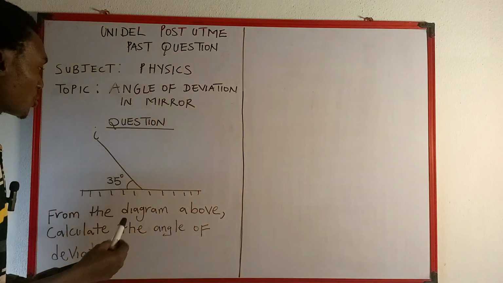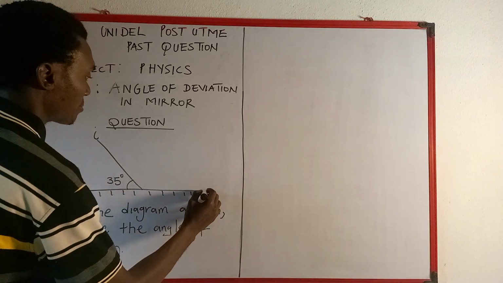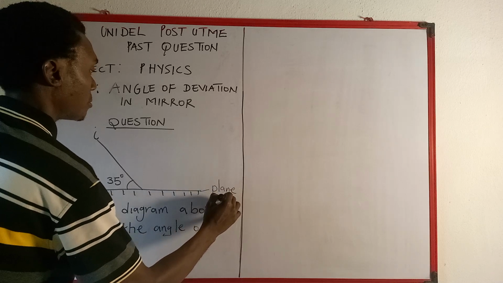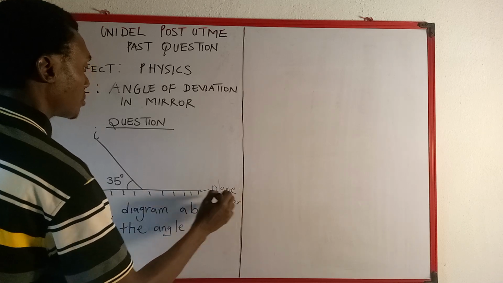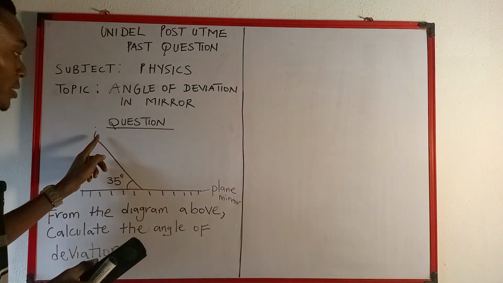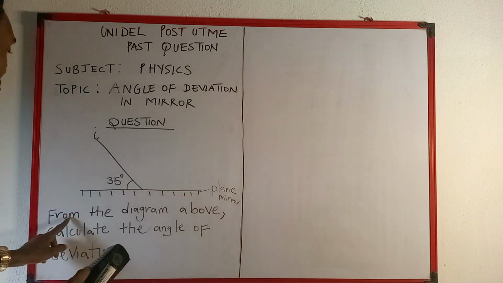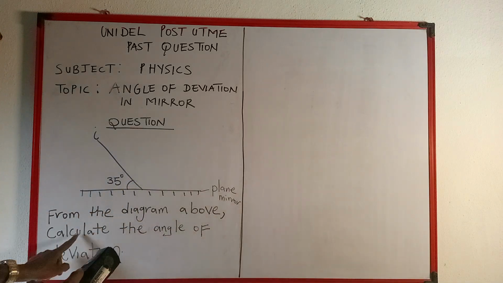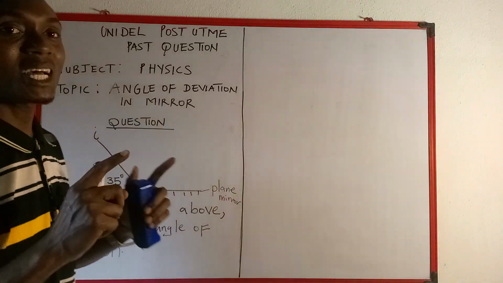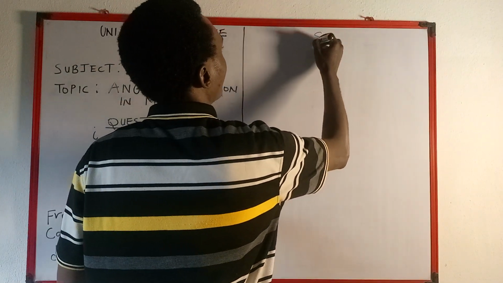So here goes the question. This is the diagram. Always take notes. This is the mirror itself, the plane mirror. This is the angle. The incident angle is 35 degrees. From the diagram above, calculate the angle of deviation. Solution.